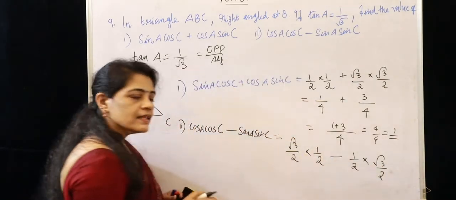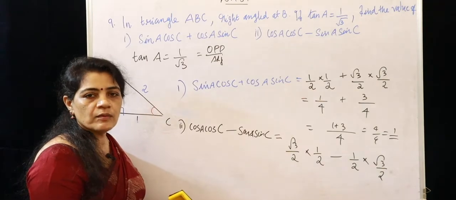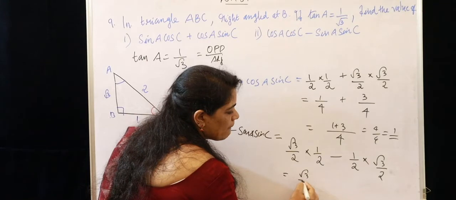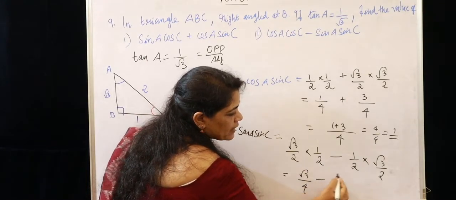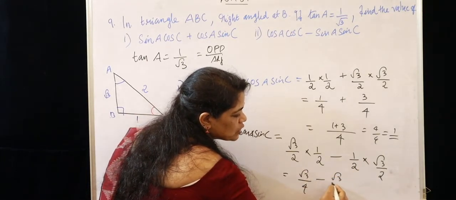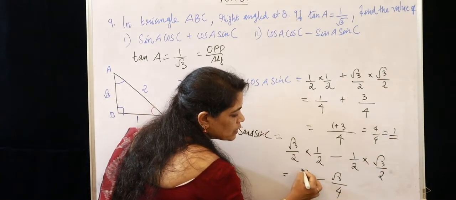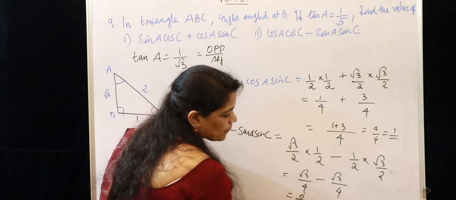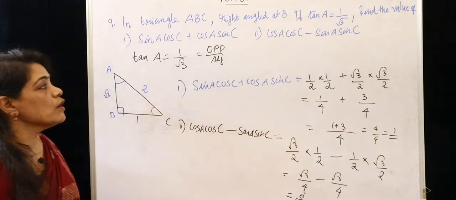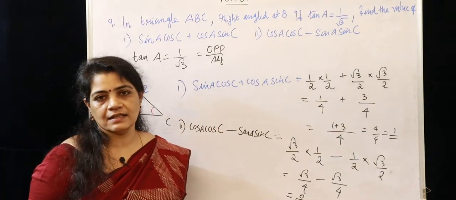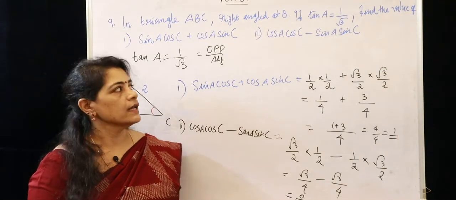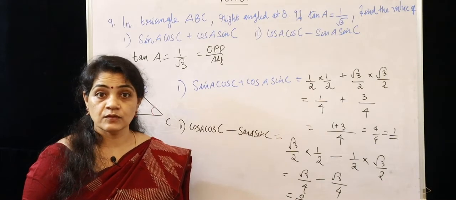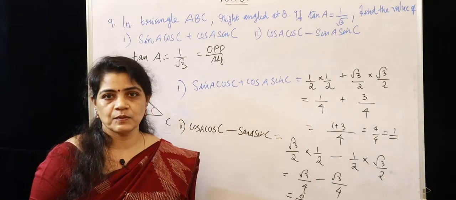See, both are the same and they are subtraction, so 0 will be the answer. Let us see. Root 3 into 1, root 3, 2 2s are 4 minus 1 into root 3, 2 2s are 4. That means root 3 by 4 and root 3 by 4 get cancelled, so 0. That is cos A cos C minus sin A sin C equal to 0, and the first part we have seen that 1. Clear, children? This is a very important question. This can be expected.